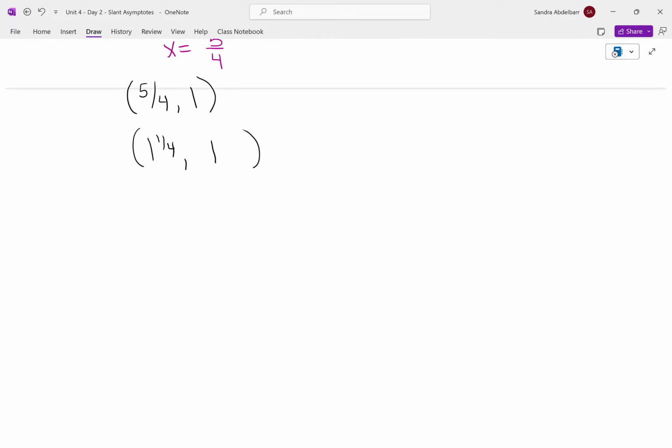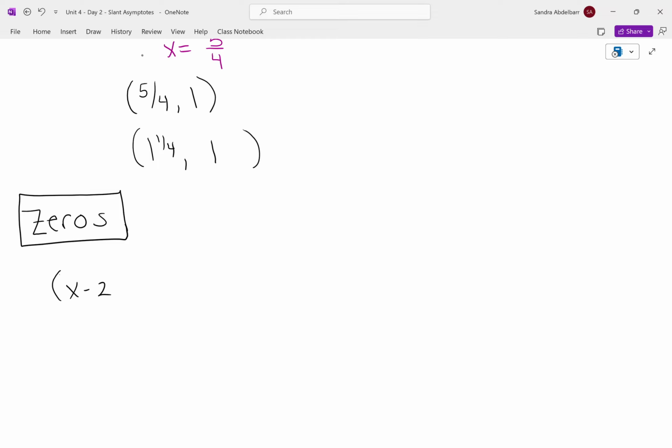Now let's find the zeros. How do we find the zeros? We don't take the denominator set equal to 0. The denominator set equal to 0 gives us our vertical asymptotes. The numerator set equal to 0 gives us our zeros. So we're going to take the quantity of x minus 2 squared and set it equal to 0.